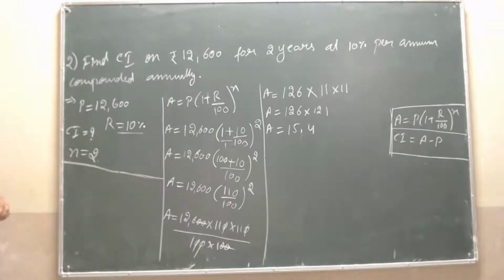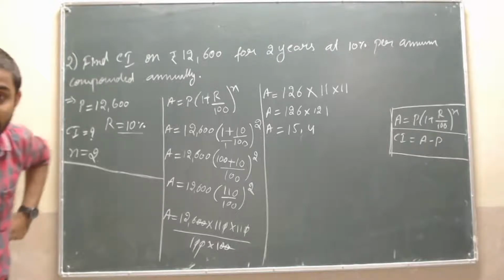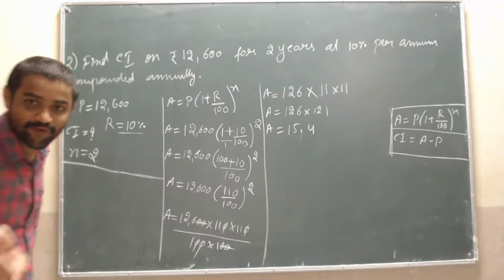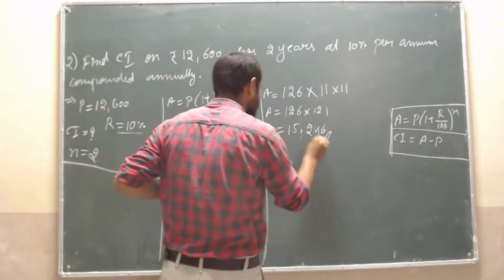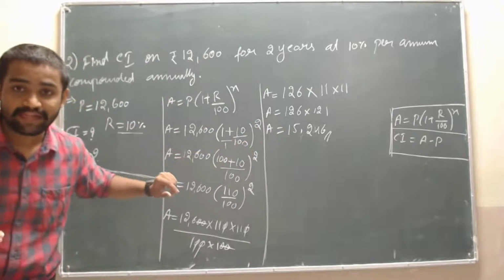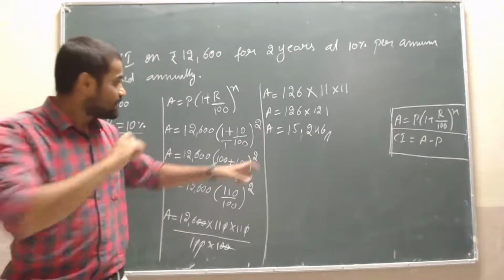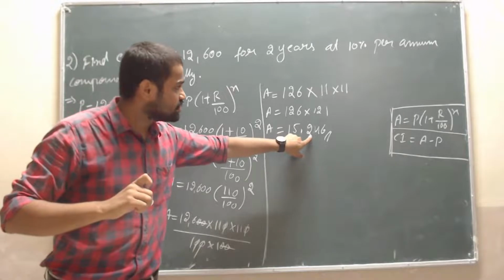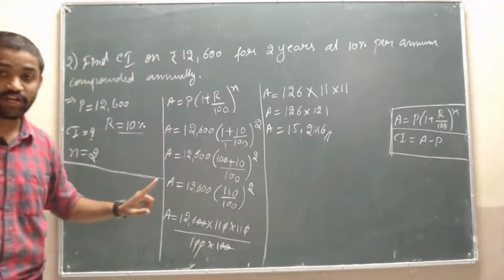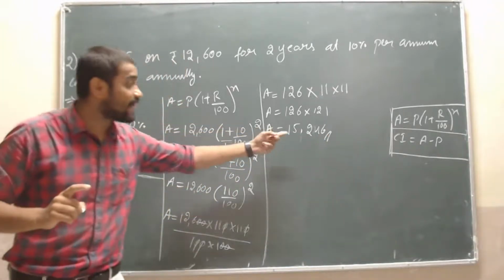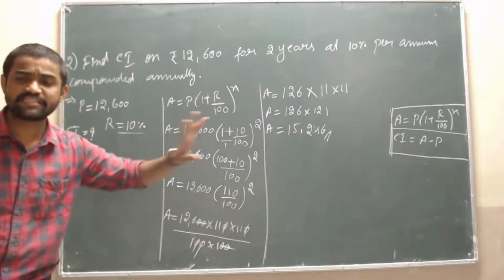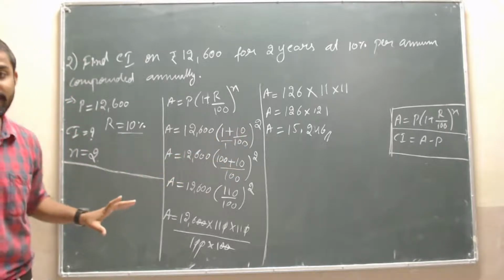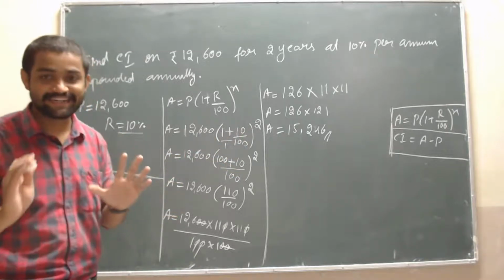Then 15,246. Yes, Pragnamiti and Guru Hiramat, 15,246 is the correct answer. Yes, students, this is the amount. Yes, Padma and Margappa, the amount is equal to 15,246 rupees. That is, she or he has to pay 15,246 rupees after 2 years. This is the amount.